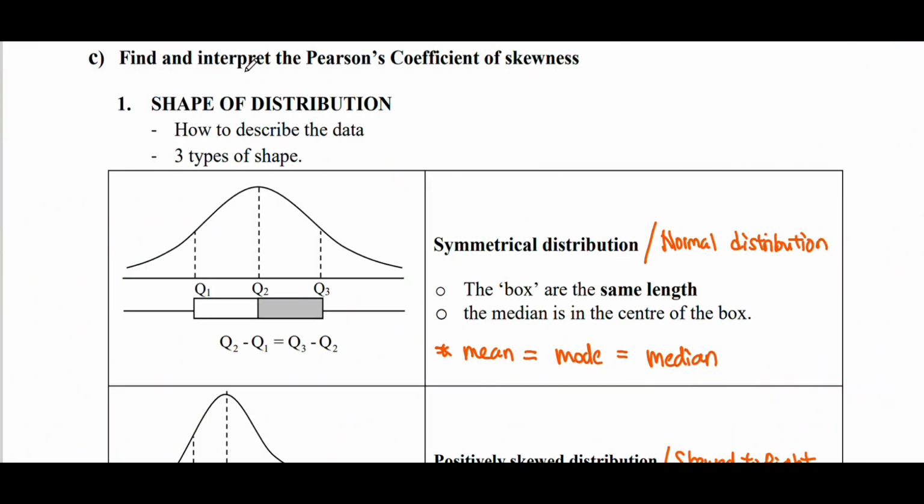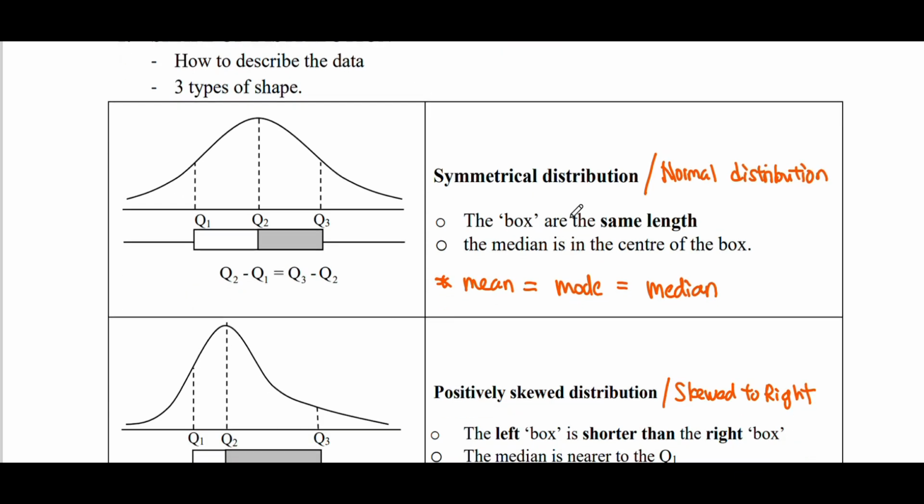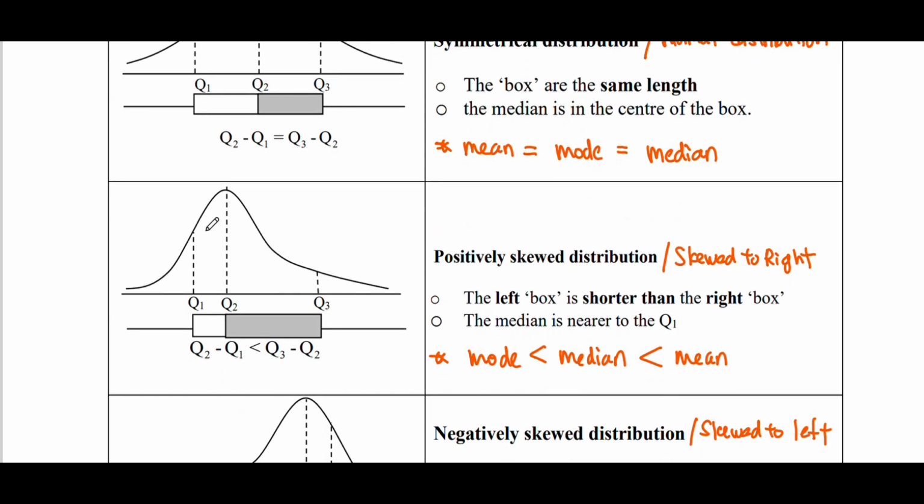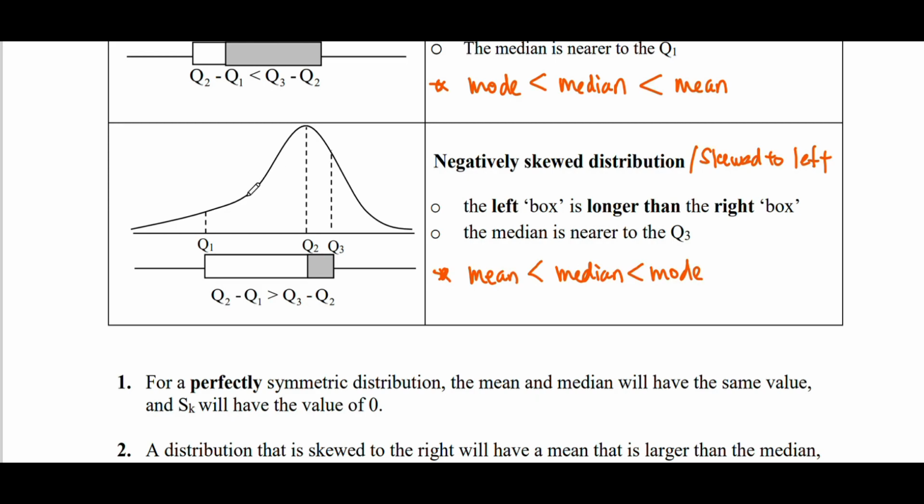Now we're going to find and interpret the Pearson coefficient of skewness. So we recall back the shape of distribution. We have three types of distribution. The first one is symmetrical distribution, or we can call it normal distribution. Second, positively skewed distribution, or skewed to the right. Then negatively skewed distribution, or skewed to the left.